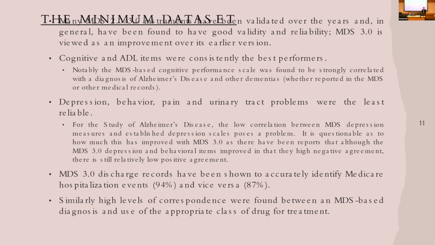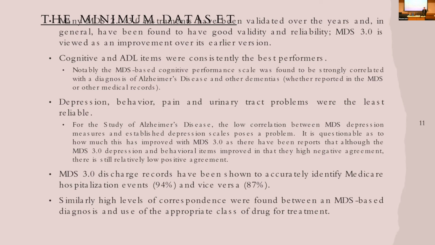Unfortunately, depression, behavior, pain, and urinary tract problems were the least reliable. And for Alzheimer's disease, the low correlation between MDS depression measures and established depression scales poses a problem because depression is a big deal. It is questionable as to how much this has improved when we went from 2 to 3, as there have been reports that although the 3.0 depression and behavioral items improved in that they have high negative agreement, they still have fairly low positive agreement. So they're good at figuring out not depressed people, not so much at identifying depressed people.